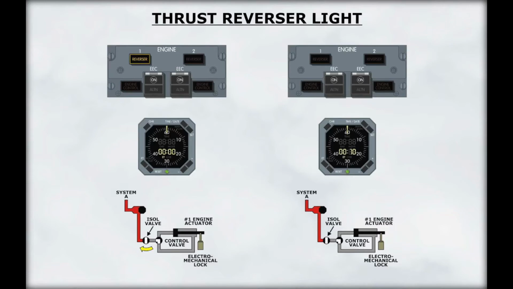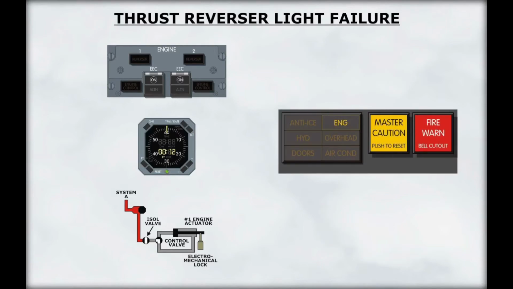When the thrust reverser is commanded to the stow position, the reverser light located on the aft overhead panel will illuminate. The light will extinguish approximately 10 seconds after the thrust reverser isolation valve closes. If the reverser light fails to extinguish after approximately 12 seconds, the engine annunciator light and both master caution lights will illuminate. This indicates that a malfunction has occurred.